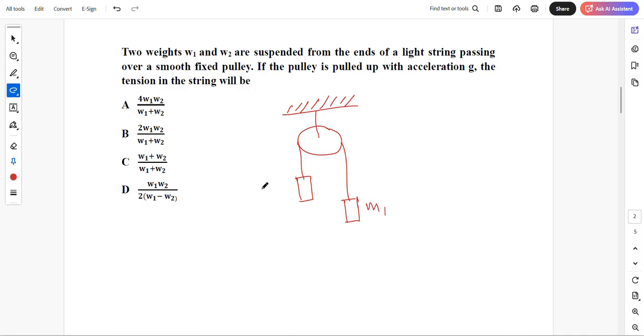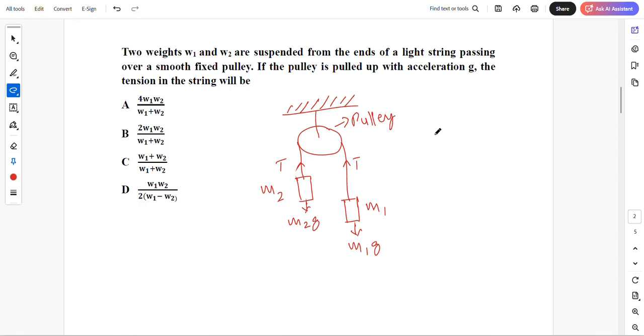Let us say this is M1, this is M2. This tension will be there here. This is M1G, M2G. This is a pulley, a massless pulley, an ideal pulley.